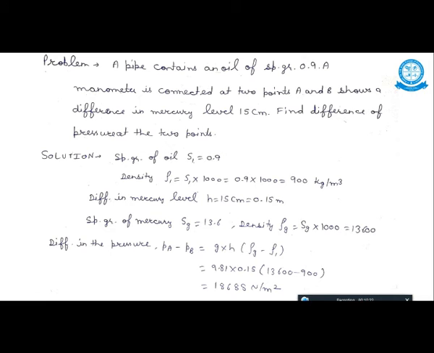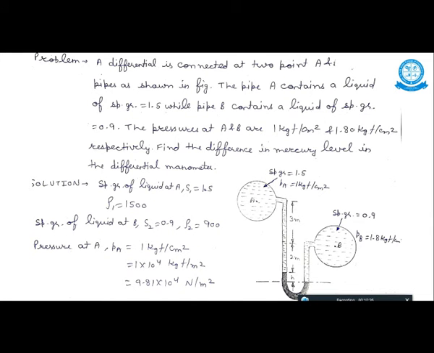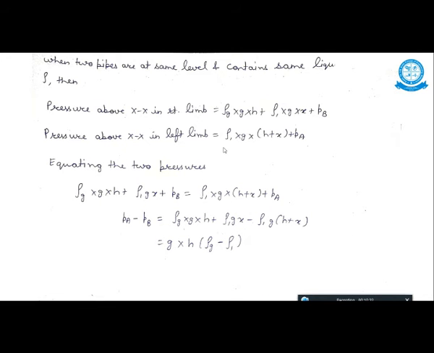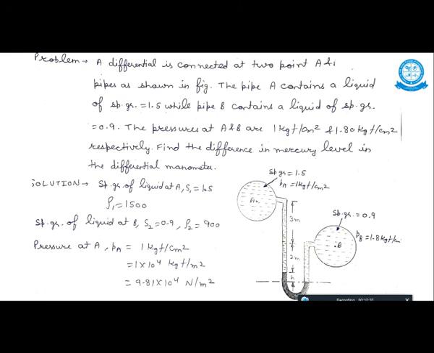Next numerical. The previous one was for the same level, when two pipes are at the same level and contain the same liquid. Now we will see the differential manometer where the pipes are at different levels, having different liquids.